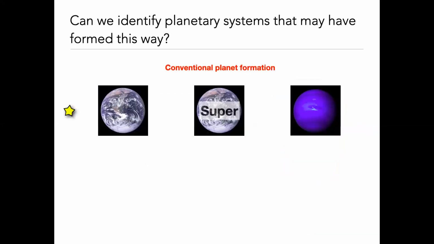So if I just illustrate, again, this is as good as my artistic abilities get, the conventional planet formation scenario that I described according to theory is that we should expect planets to be more and more massive further out in the planetary system. Here we've got the Earth, we've got a super Earth, which is about 10 Earth masses, and then I've illustrated this with Neptune, which is about 17 Earth masses.